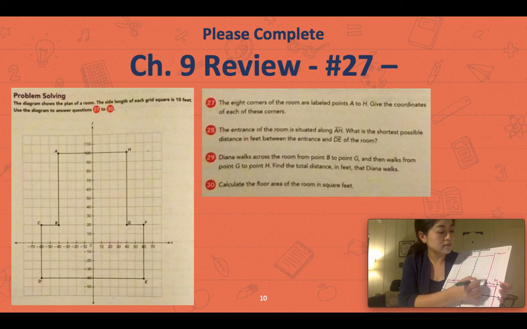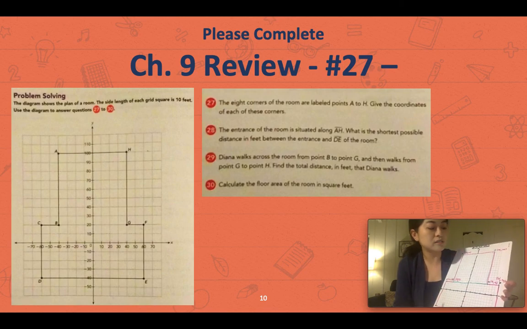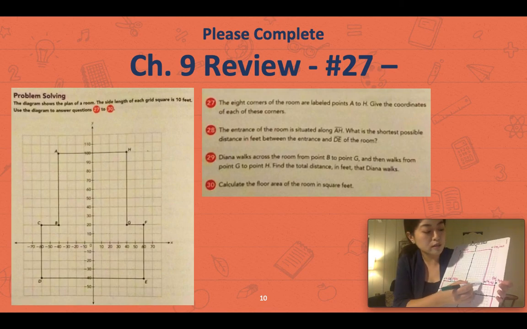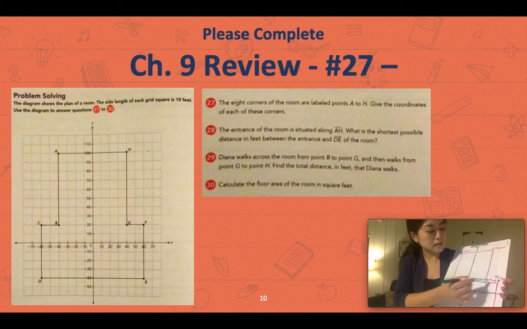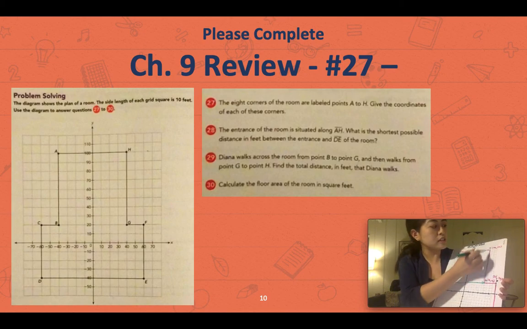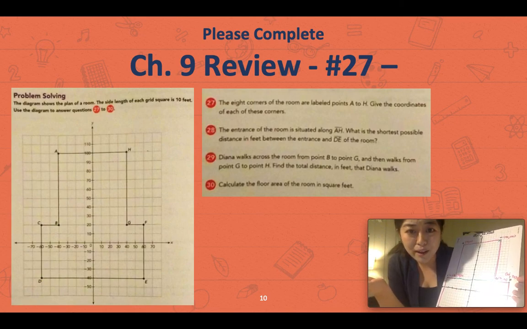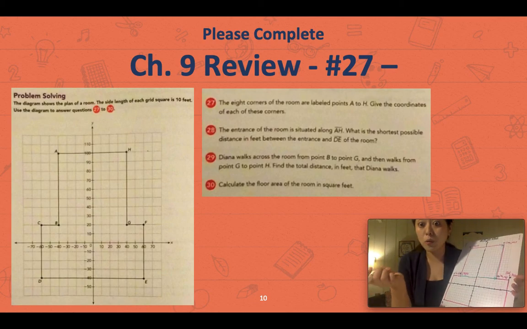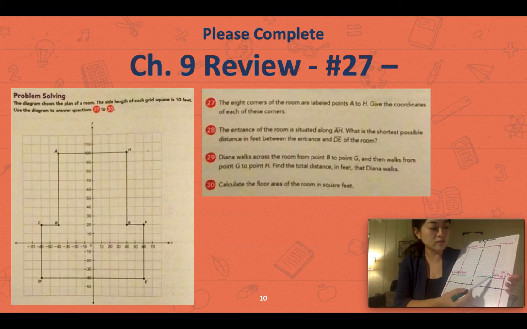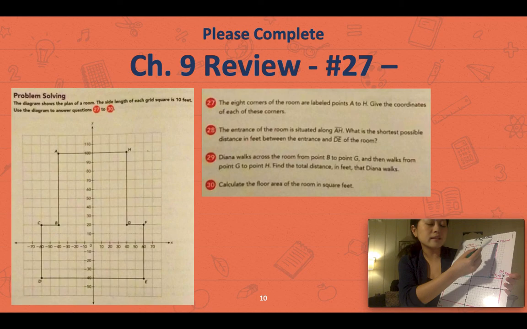So I'm going to just follow along the side here, from G to H. First she walks from B to G, then she walks from G to H. I'm assuming following this path. Find the total distance in feet that Diana walks. That means we just have to find the length of these two line segments and add them together.